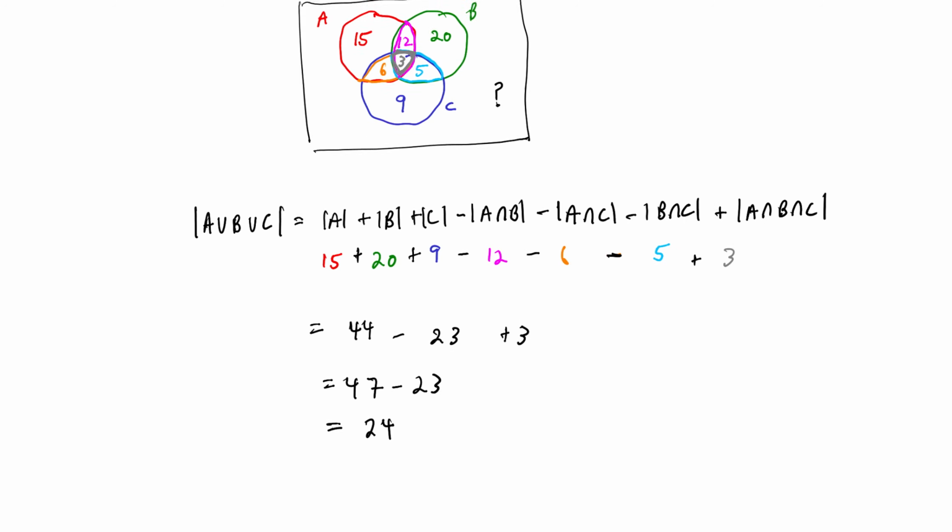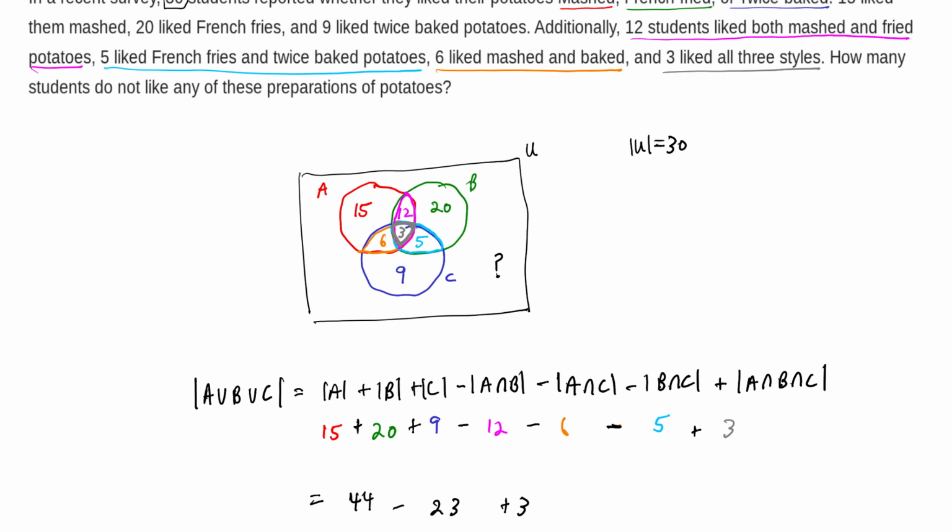But we know that 30 people filled out the survey. Only 24 are accounted for in this Venn diagram. So this number out here must be the remainder. So 30 minus 24 is, of course, equal to 6, and that's how many people do not like any kind of preparation of the potatoes. So 6 people out here voted for none of those 3 styles of potatoes.